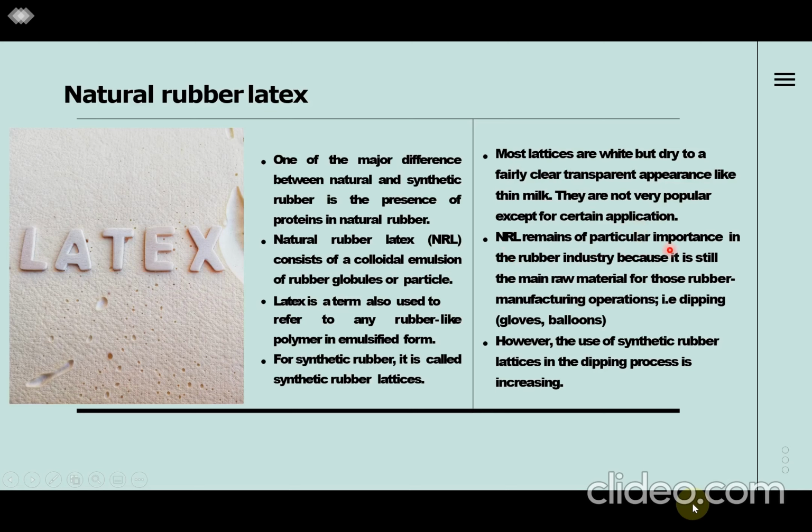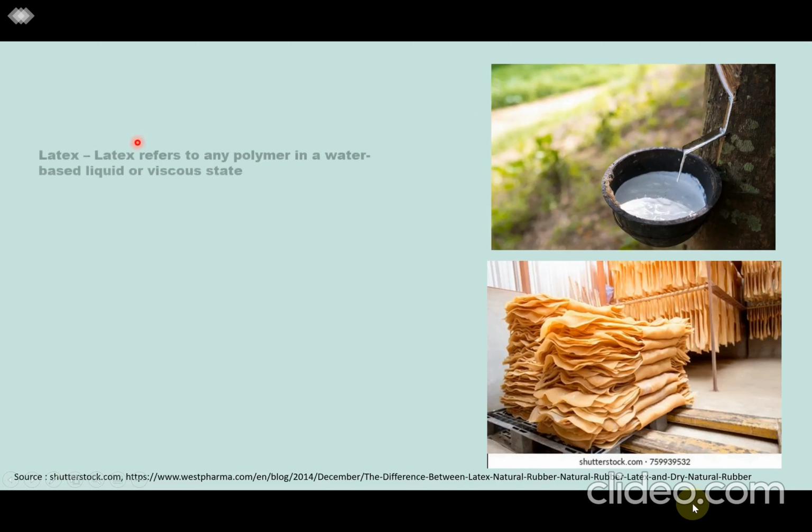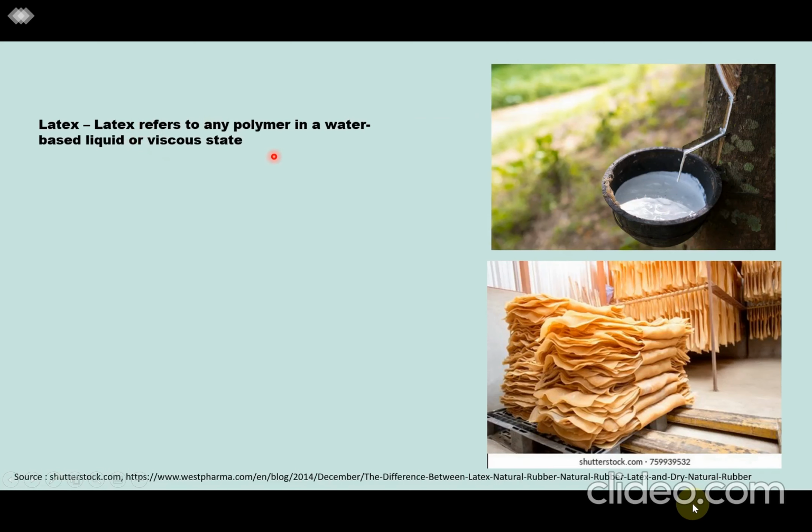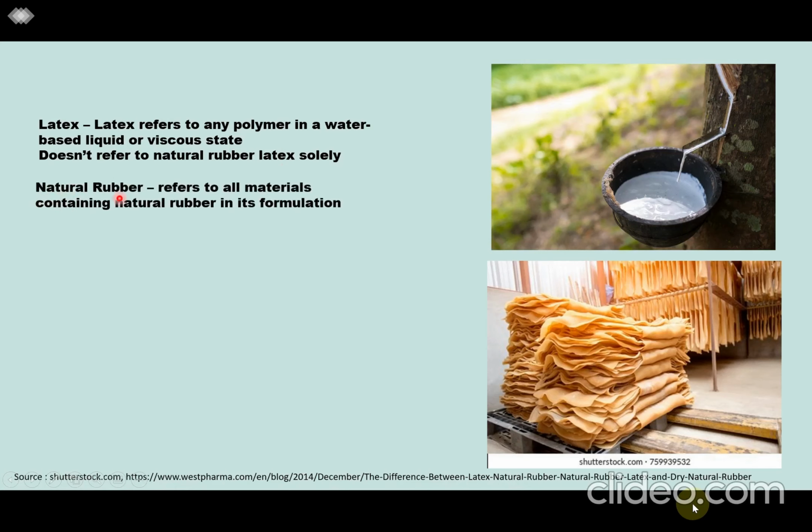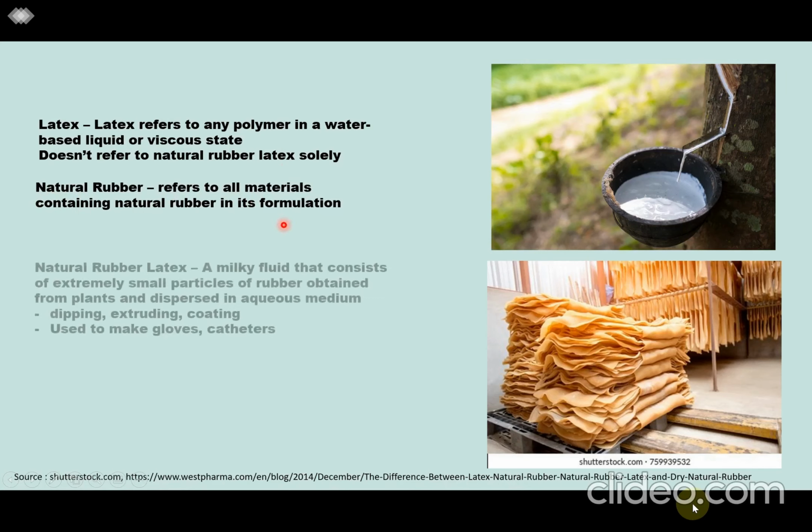NRL remains of particular importance in the rubber industry, because it is still the main raw material for manufacturing operations such as dipping gloves and balloons. Nowadays the use of synthetic rubber latices in the dipping process is increasing. Latex is referred to as any polymer in a water-based liquid or viscous state. It doesn't refer to natural rubber latex solely. Natural rubber refers to all materials containing natural rubber in their formulation.